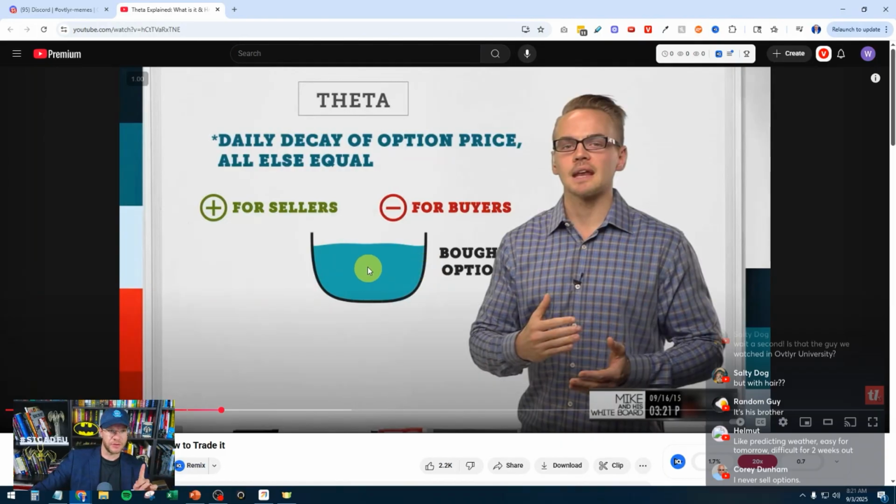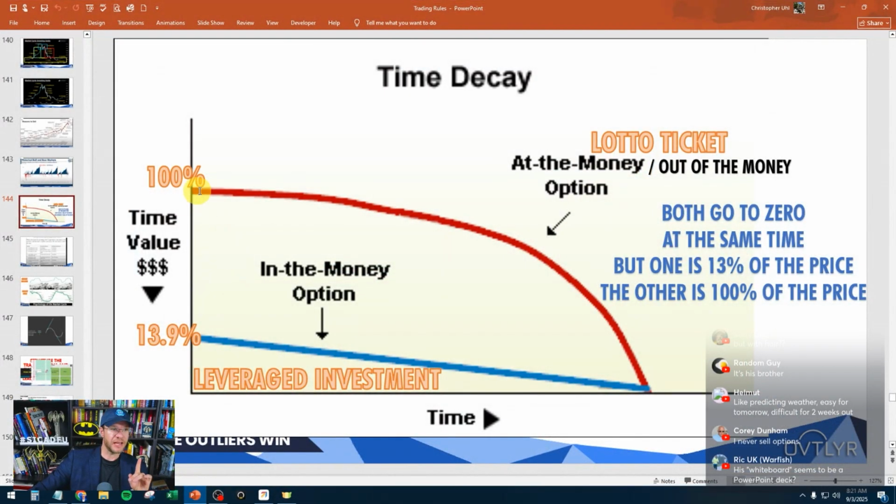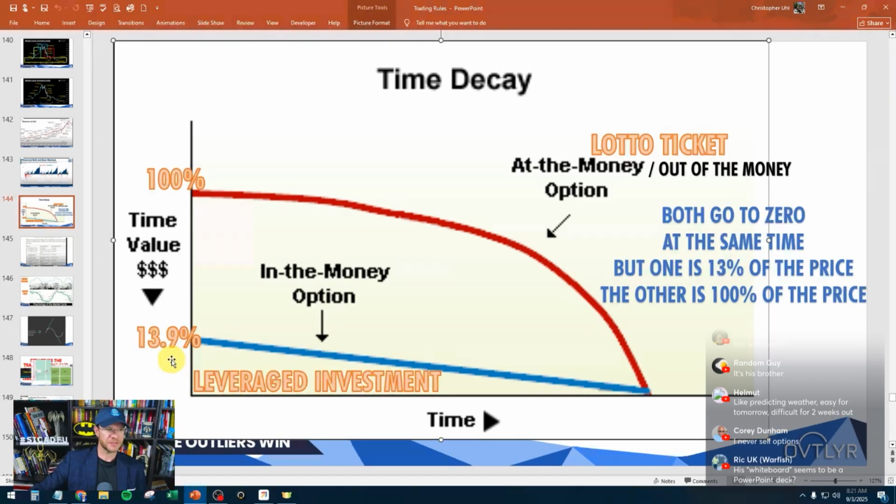What he's going to tell you is that theta is going to decay over time, therefore ruining the value of that option. And it would if you were buying out of the money options. Because as we discussed earlier, out of the money options are completely full of extrinsic value, and it will decay at a faster rate than one that is deep in the money. So if you find one that's, in this example, I previously had 13.9%. 13.9% of this will decay over time as a leveraged investment. That's the deep in the money 80 delta calls.